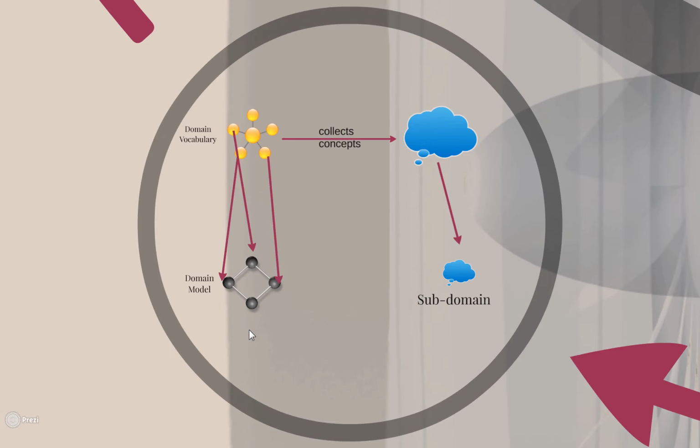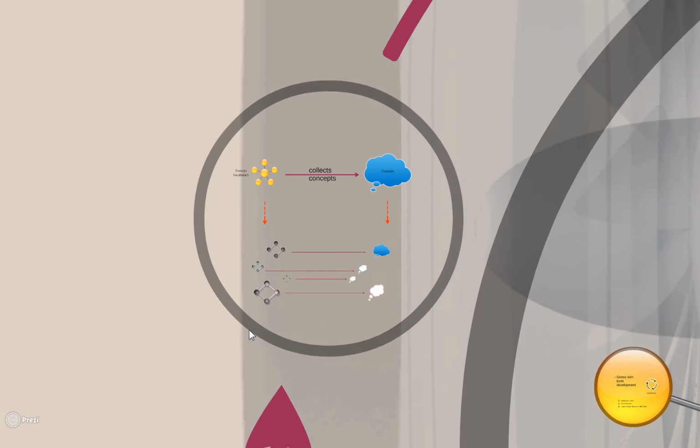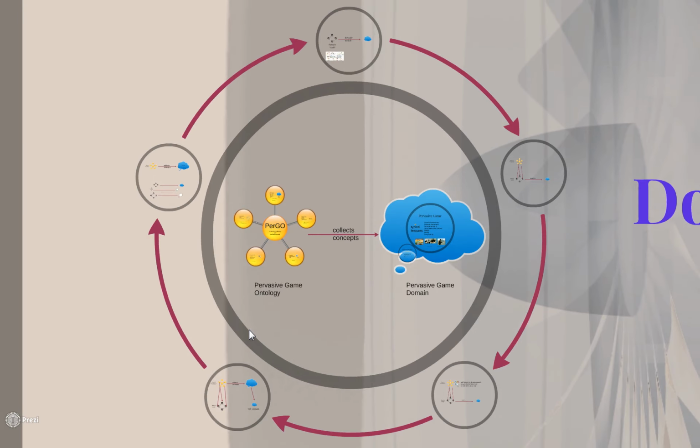Developing such a domain vocabulary may not be cheap. In order to benefit the most from such a vocabulary, it is targeted at a bigger and more general domain. Therefore, with one domain vocabulary, we could derive many domain models for various small subdomains. PerGO, meaning pervasive game ontology, is such a vocabulary for the domain of pervasive games.